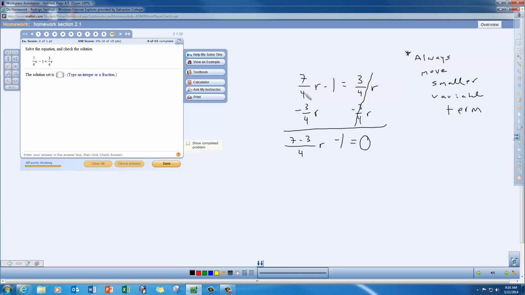This problem's nice because they have the similar denominators. Well, 7 minus 3 is 4 over 4r minus 1. And let's reduce this, which just turns into 1, or we don't even have to show it anymore. R minus 1 equals 0. Very nice. We get r by itself by adding 1 to both sides. R equals 1. Once again, make sure you check your work.